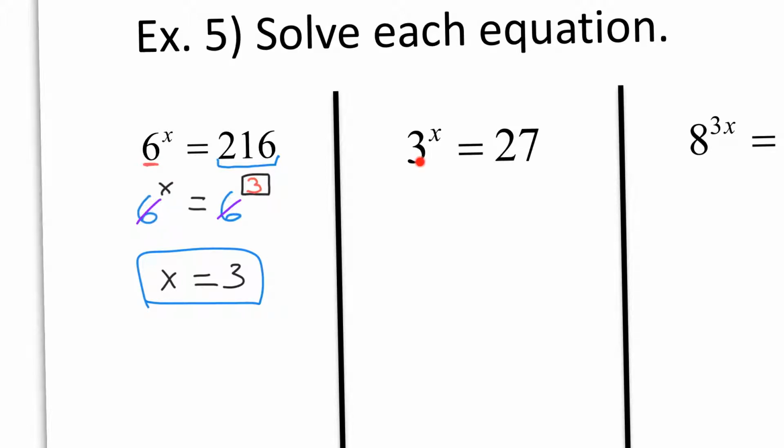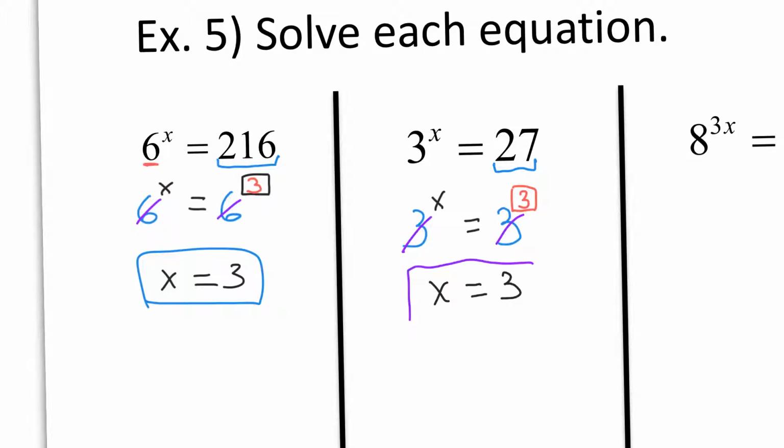The next one, same thing. You guys have a base of 3, so I'm going to make this one a base of 3 with some exponent. So let me bring down the 3 first here. There's the exponent of x. And right here, 27. Well, I know 3 to the third power is 27. That's how I know that 3 times 3 times 3 is 27. And once the bases are equal, we'll cross those out. They're gone. So you bring down the x equals, and you bring down the 3. So my answer again is x equals 3.